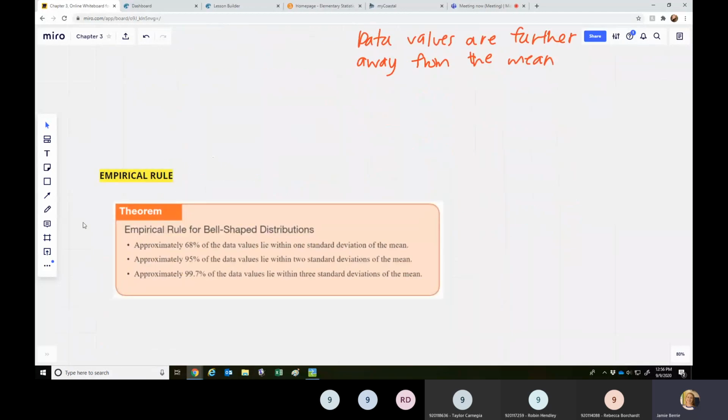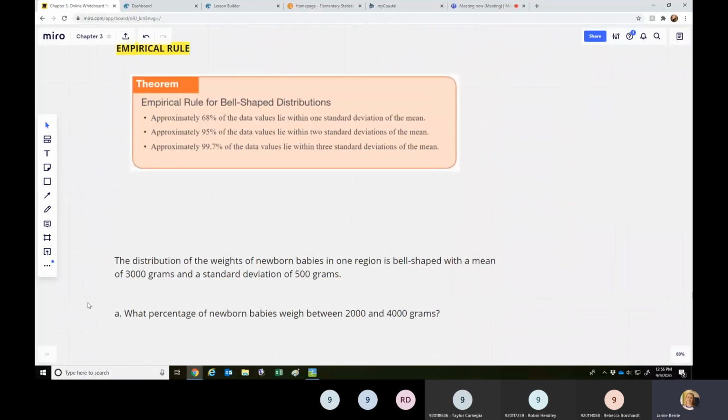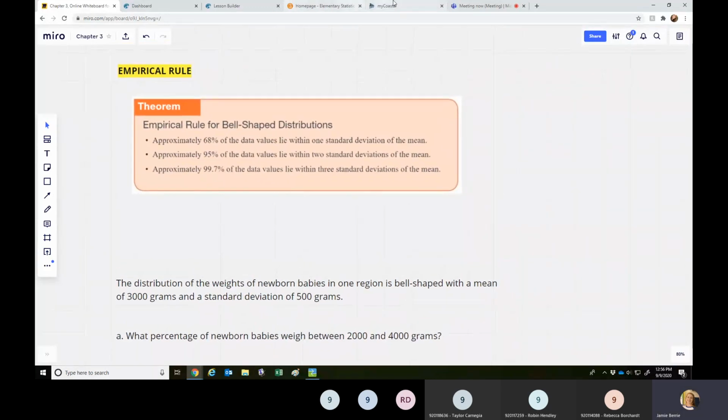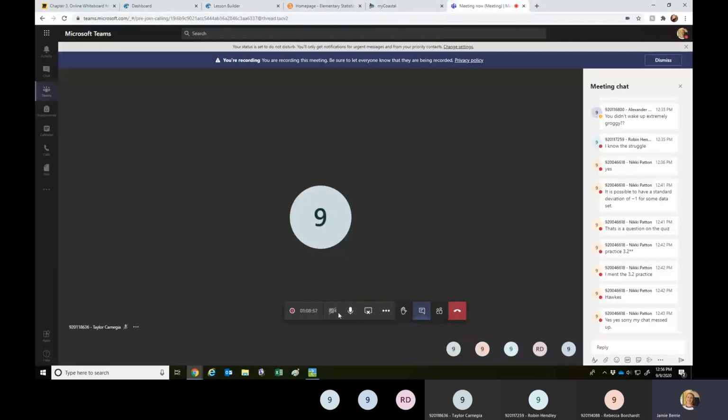And this stuff that we're going to be doing, this empirical rule and Chebyshev's theorem, they're not complicated, and once you see me do it, I think you'll be fine. But it's kind of complicated if you're reading it and trying to do it on your own. Let me switch back to my camera.